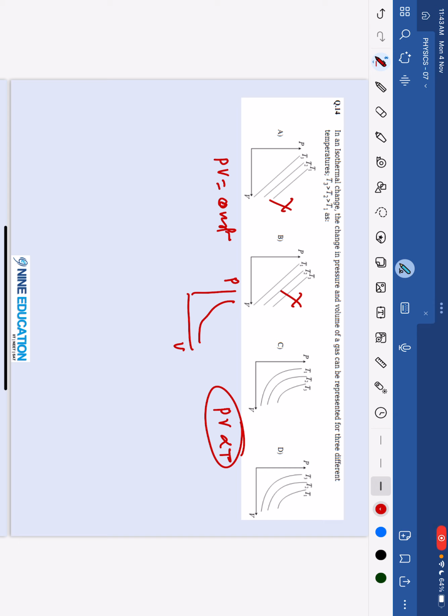I know that the distance of the curve from the origin will give me basically the temperature. So can I say that the one which has higher temperature will be basically farthest? So T3 is here, so my C option is correct.